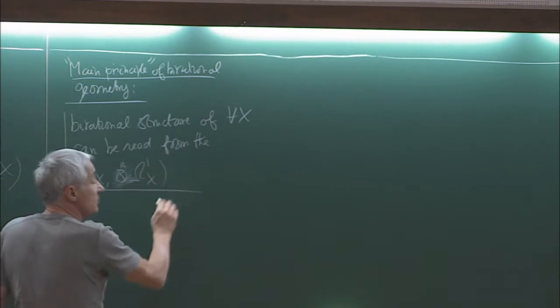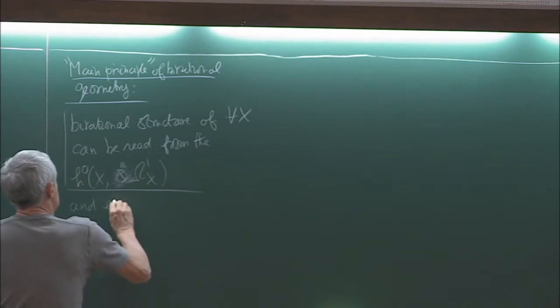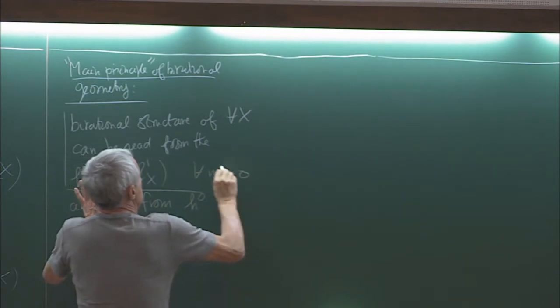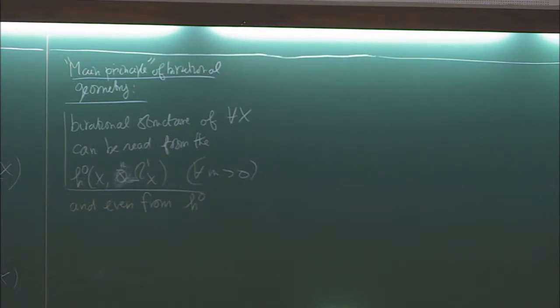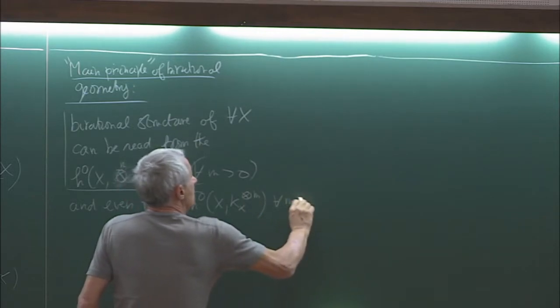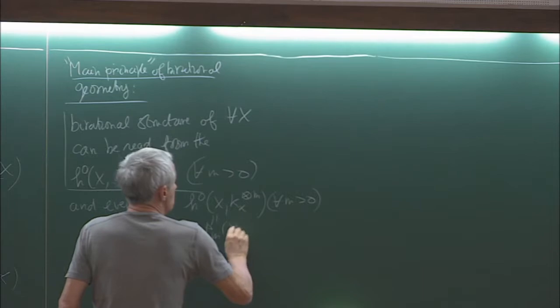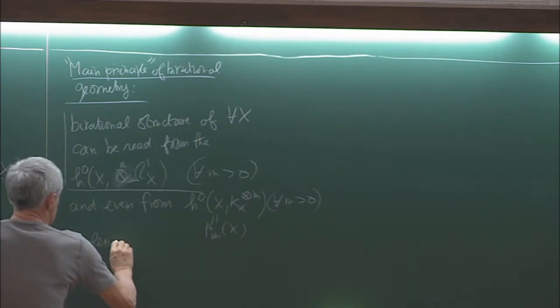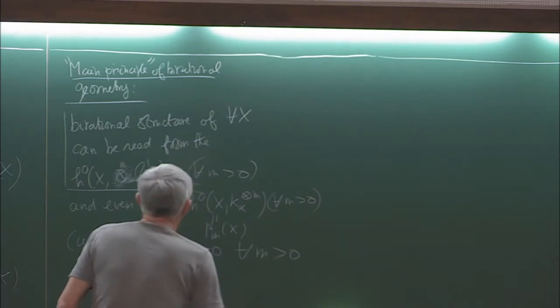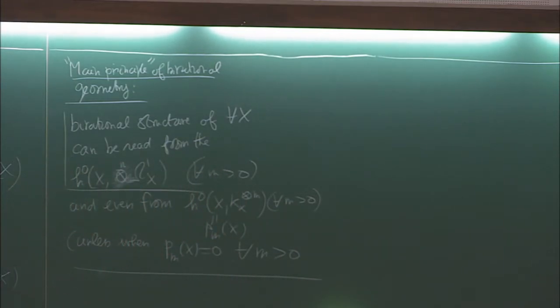And in fact, this can be reduced, even from the data for any M positive. If we know all of this, for example, one thing which I would like to tell, I have forgotten something. And even just from H0 of X, KX tensorized with M for any M positive, if we know these plurigenera, unless Pm of X is zero for any M positive. So this is just a principle and an expectation essentially.